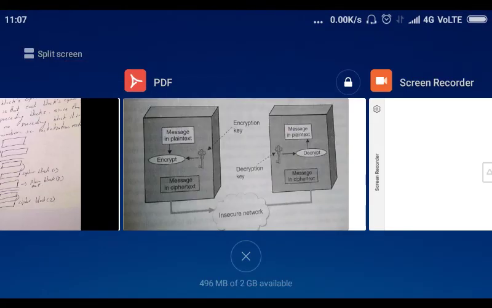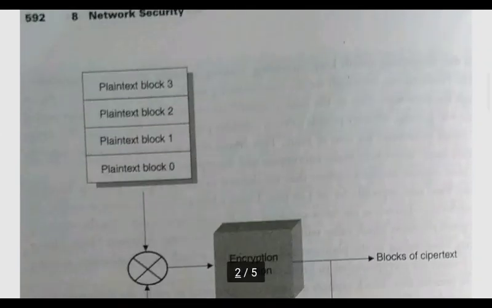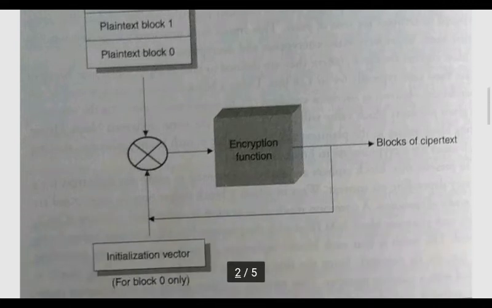So I am going to show you this particular diagram here. I have explained that method. You just see here plain text block 0, 1, 2 and 3. Whatever message you want to send, you are going to break down into fixed size blocks, either 64 or 128 bits, depending on that. Is it clear? The first block is exclusive ORed with the initial vector, and the result will be given as an input to the encryption function, and after that encryption you get a cipher block.